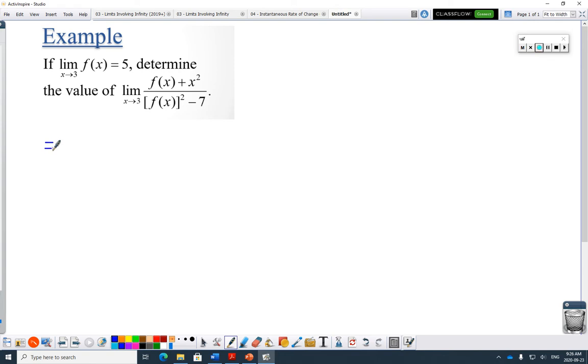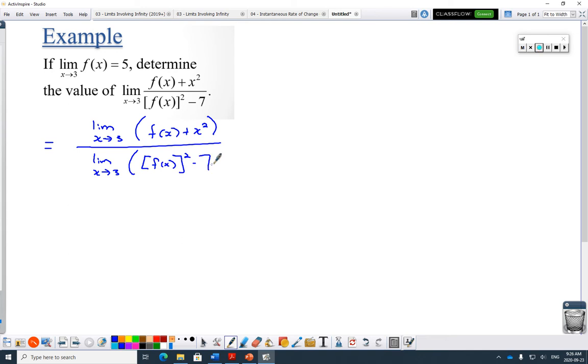One of the limit laws says if you've got 2 things that are being divided, you can find the limit of the top, the limit of the bottom, and then divide them afterwards. You don't have to divide first. So I'm going to do the limit as x approaches 3 of the numerator over the limit as x approaches 3 of the denominator. All I've done is distribute the limit and say, no, I'm going to do limits first, and I'll divide later.